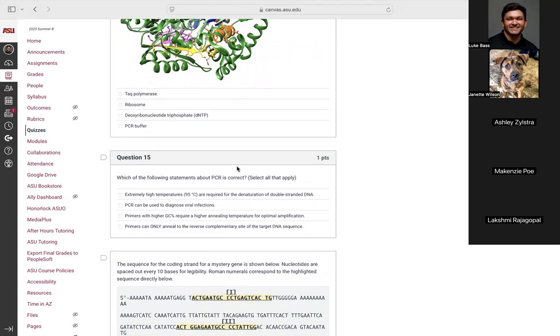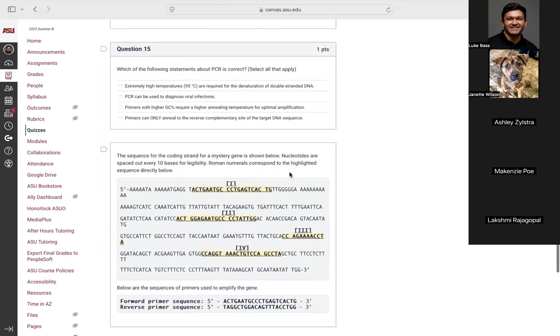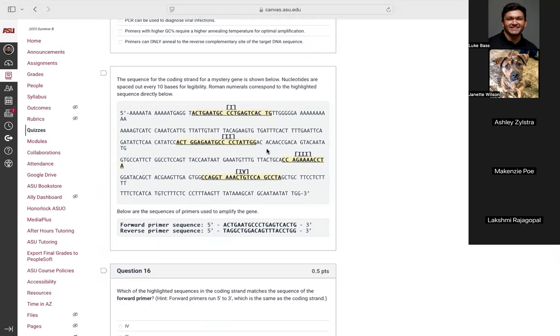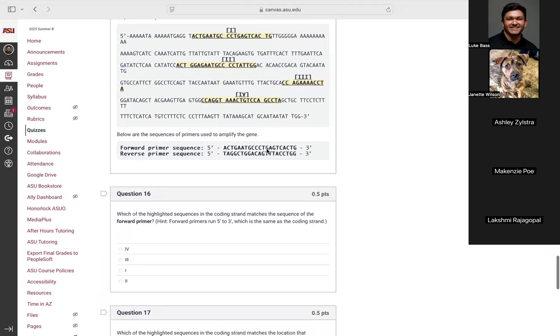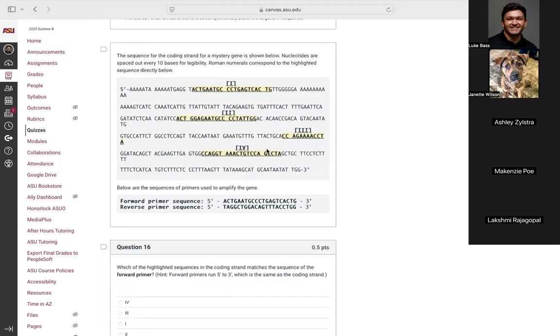So then moving on to question 15, which of the following statements about PCR is correct? You'll find that a few of these are possible answers, and it just shows all the different ways that PCR can be used in different lab settings. So then down here, questions 16 through 18, this is a bit harder and more application based.